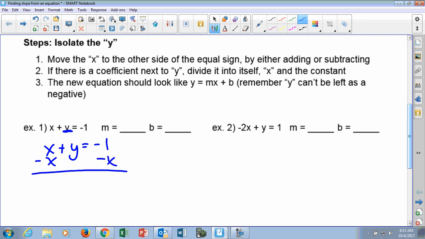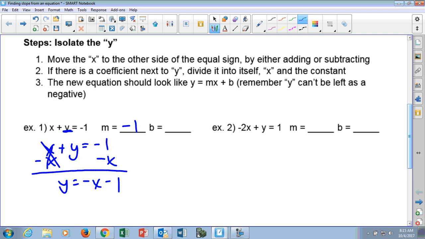So x minus x is obviously, on the left side, what? 0. So we're left with y equals, now I always write the variable first, right? Because y equals mx plus b. So I'm going to write negative x minus 1. Are we in y equals mx plus b form right there? Yes. So what is my slope? Not negative x. -1. Remember, the variable is not part of the slope.